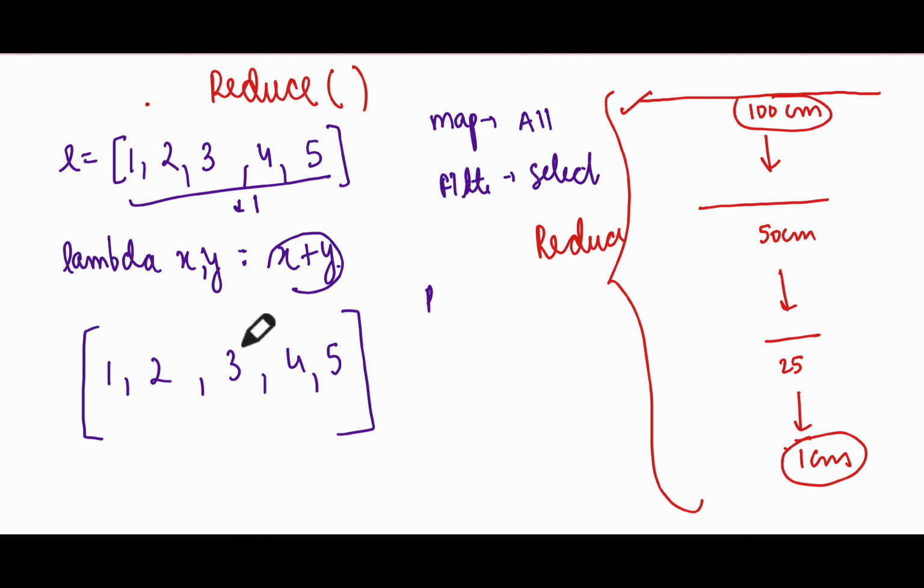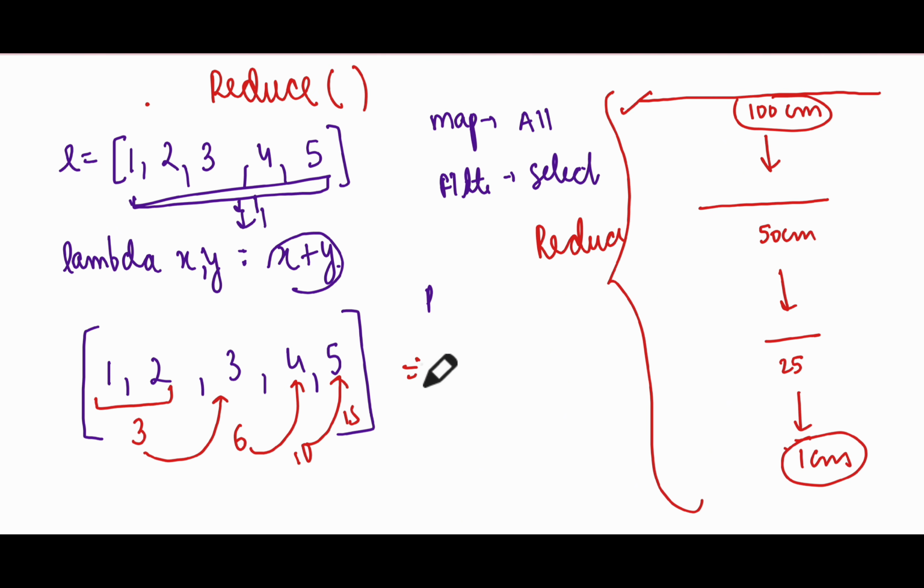So when you apply the sum of 2 to this, what will happen? It will first of all sum this, so the sum becomes 3. Okay. Now it will take this with sum with this one. Now it becomes 6. Now it will sum this with this one. It will become 10. And now it will sum with this. It will become 15. And the resultant will be a simple single number, 15.